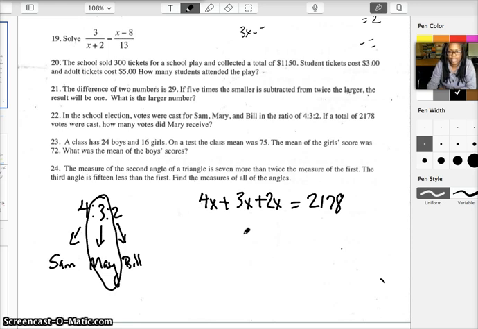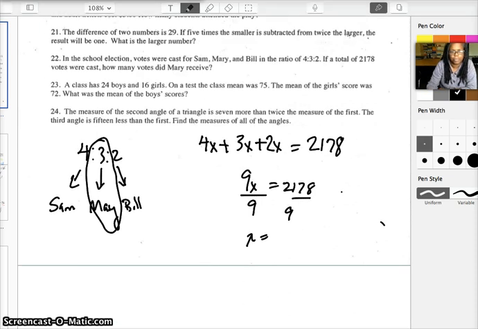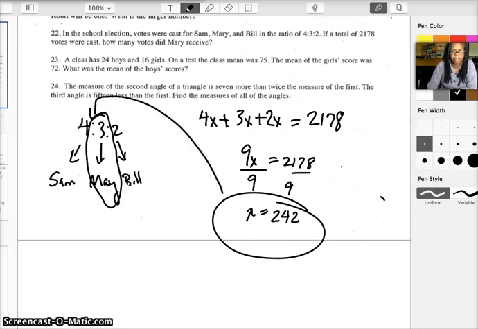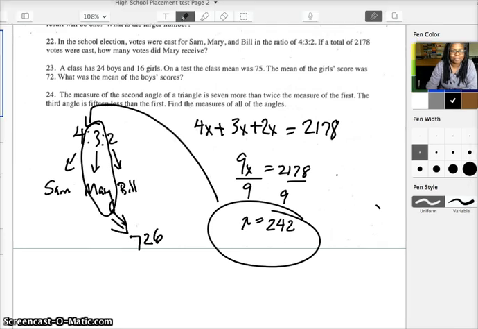Joining like terms together, I recognize that this gives me 9x is equal to 2,178. Dividing both sides by 9, I get that x is equal to, what is x equal to, people? So I get x is equal to 242, but that's not the answer. Remember, that's just 242 times that this event happened, where this one got 4, this one got 3, this one got 2. How many did Mary get? We need to take the 242, multiply it by 3. 726 votes for our girl Mary. All right, let's look at another problem.